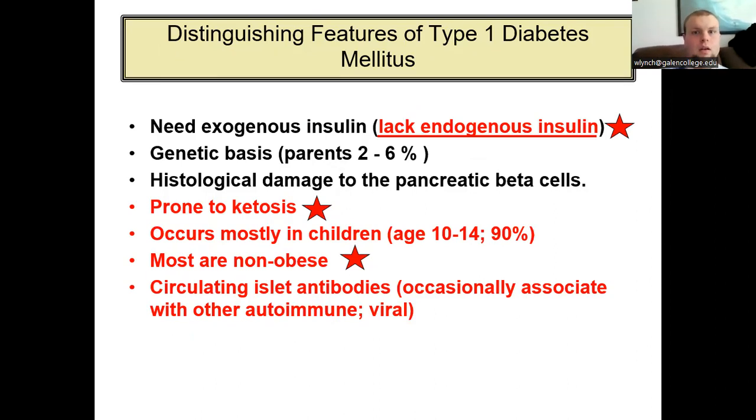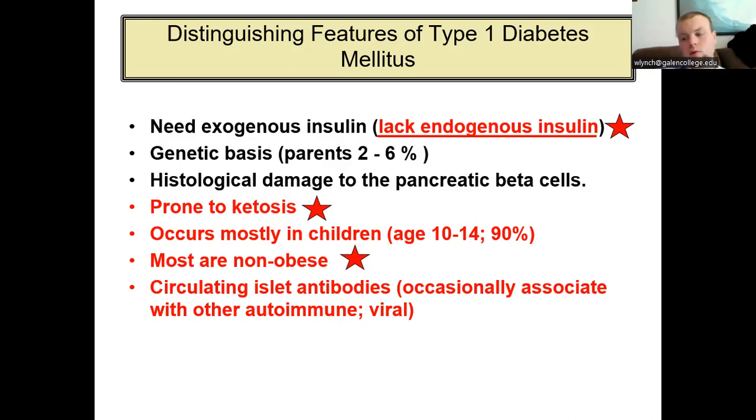cells. Someone with type 1 diabetes is going to be extremely prone to ketosis because we have fat mobilization to an extreme degree. That's going to produce intermediates known as ketone bodies. Ketone bodies can build up and cause toxicity in internal organs very quickly. Usually the onset of this is going to be in children, so it's genetic. The propensity is going to be from ages 10 to 14, 90% of onset is seen here.